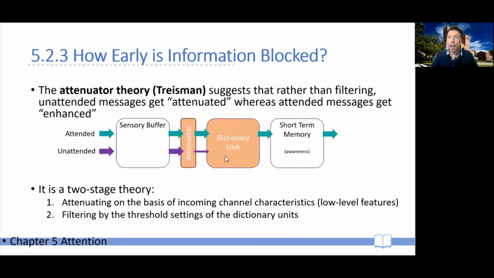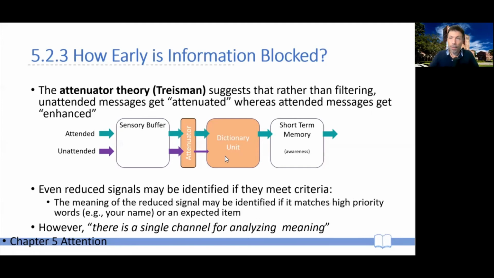However, there is one important feature to this model. According to this model, even though information still makes it in through the unattended channel, there's only one channel for analyzing meaning. What this means is that you can't listen to two things at the same time. If somebody says my name here, what's going to happen is not that I can hear both that conversation and the one that I'm engaged in. I will stop being engaged in the first conversation, and my attention will now go towards monitoring the other conversation.